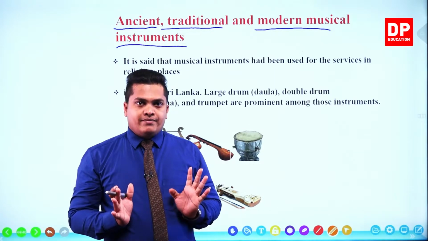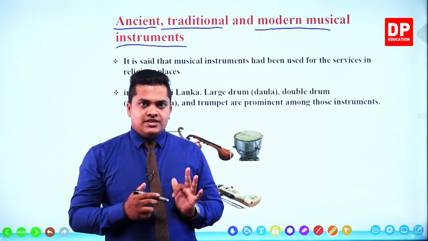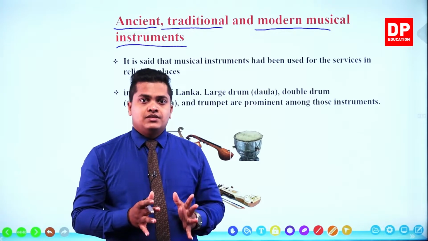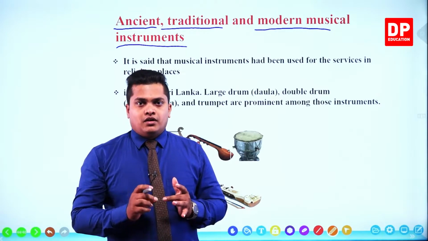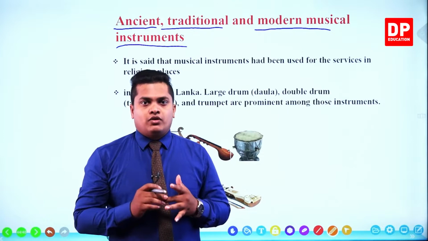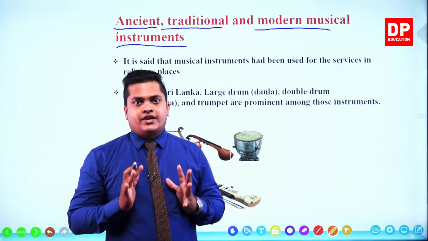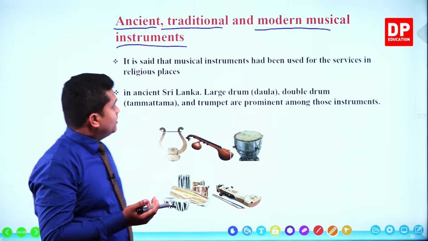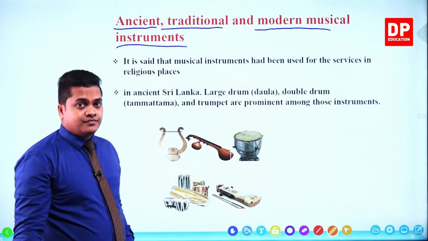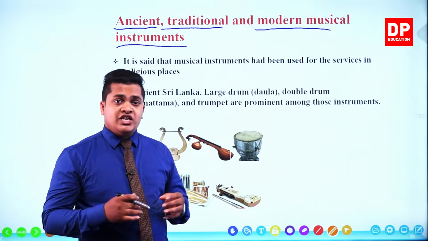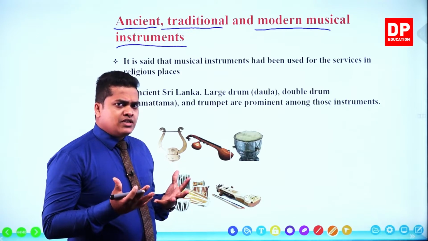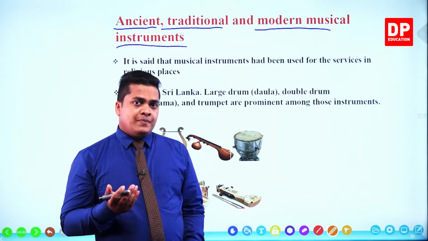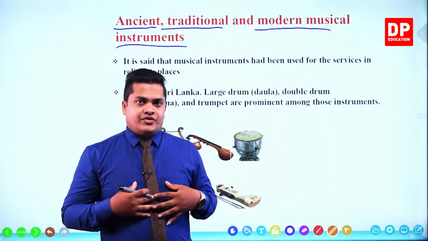Either they are going to vibrate a membrane, or else by the vibration of a string, or else by the vibration of an air column. That's how they are going to generate sounds. But these musical instruments could be ancient. Ancient means they have a long history. Some musical instruments can be traditional, meaning these musical instruments are only found in a certain country.